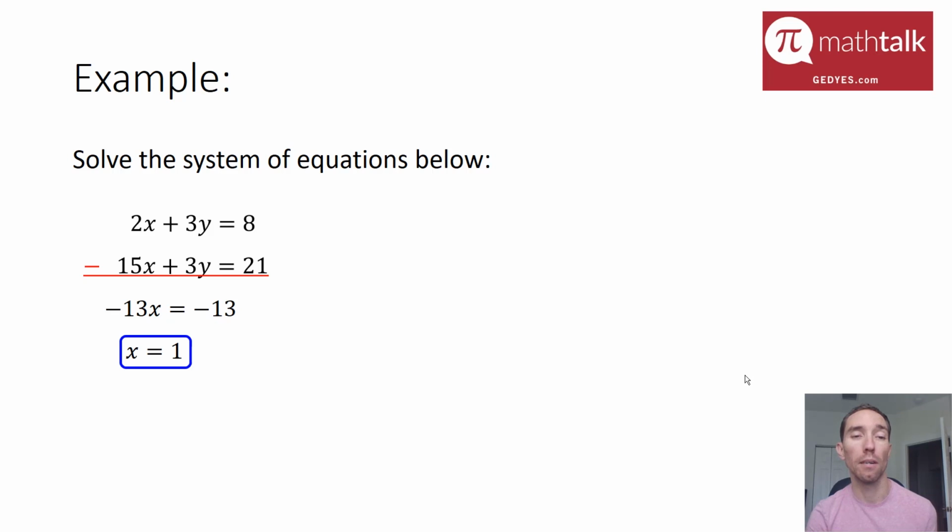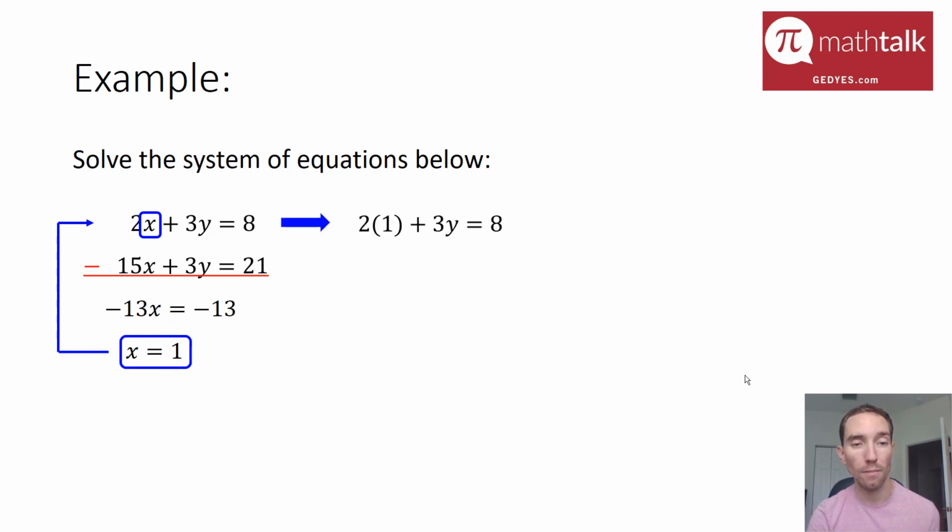What I'm going to do is take that value and plug it back into x in one of my equations. I'm using the top equation just because the numbers are smaller, so it should be easier to use. And I'm going to go ahead and see what happens. When I substitute 1 in for x, I get 2 times 1 plus 3y equals 8, which is just 2 plus 3y equals 8.